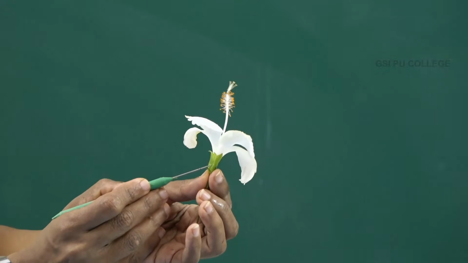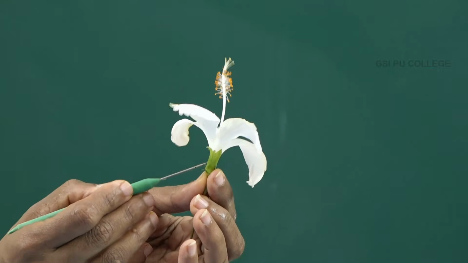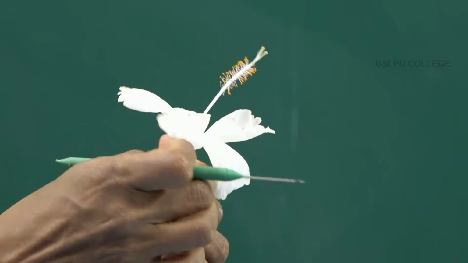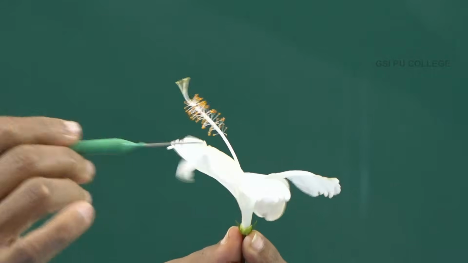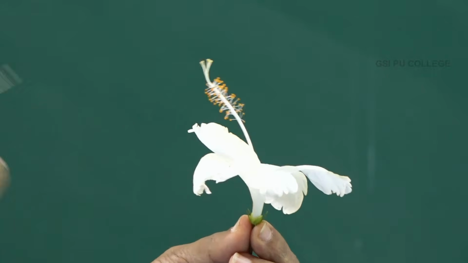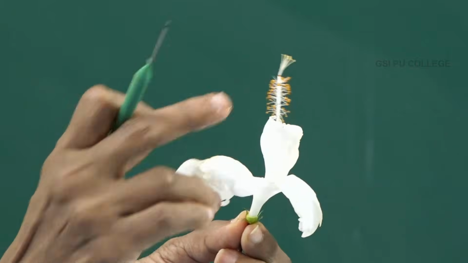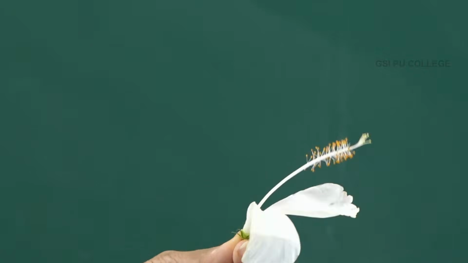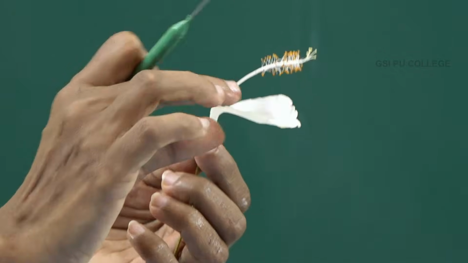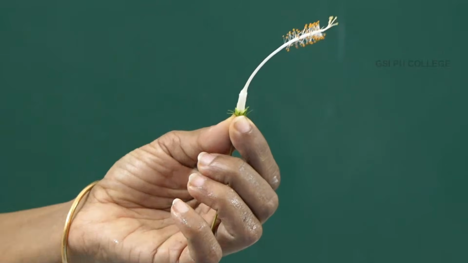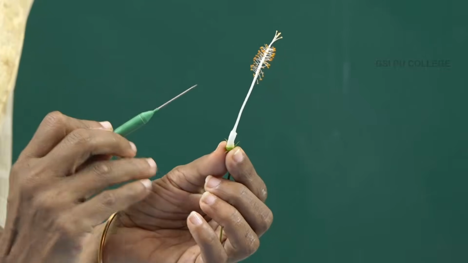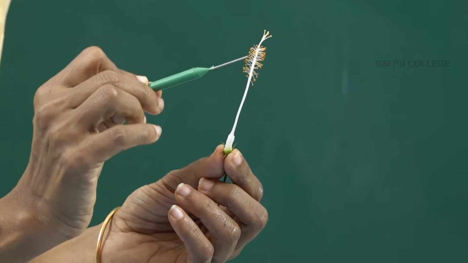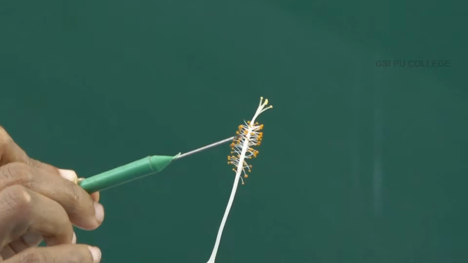The green colored structures are the calyx. We have to remove this. Coming to the next, the brightly colored structures are the petals. Here also I am removing all the petals, because these two do not take part in sexual reproduction.